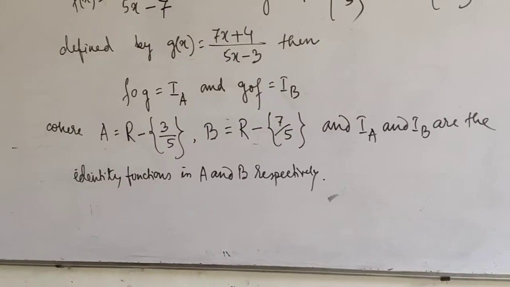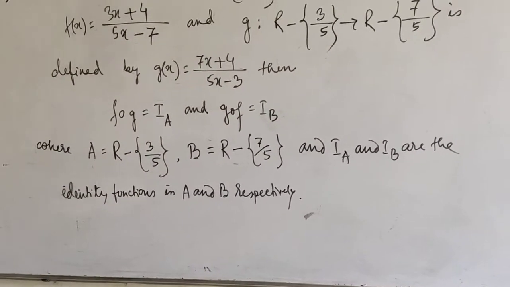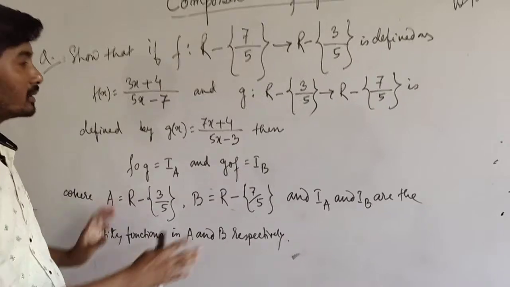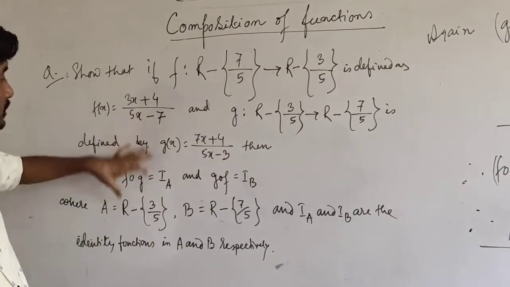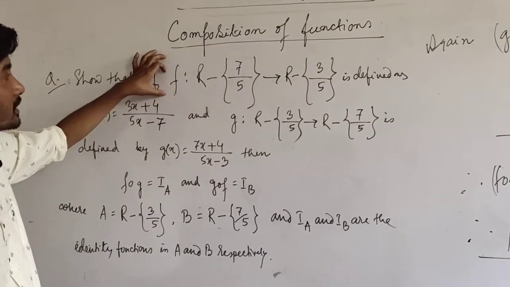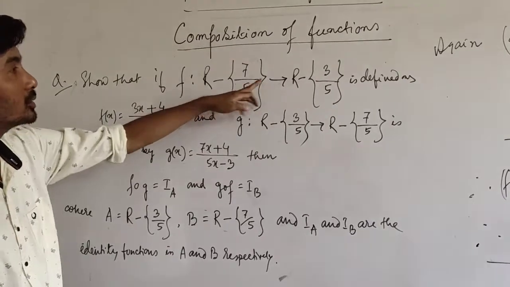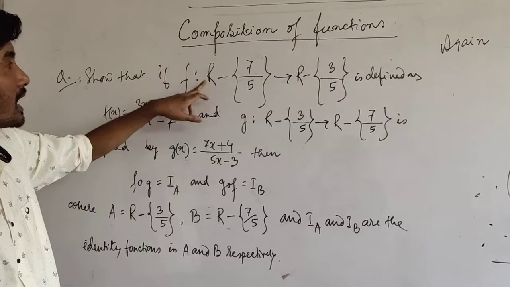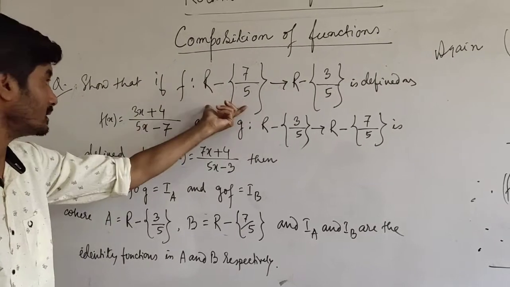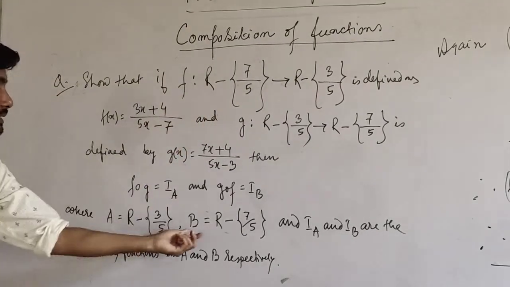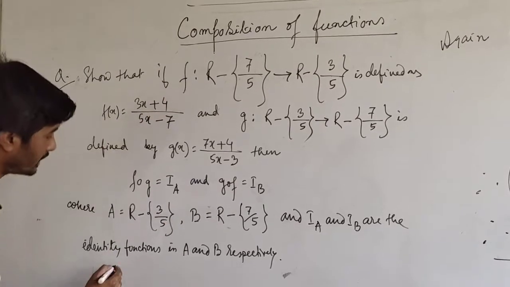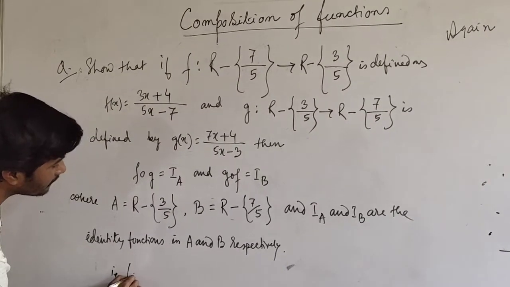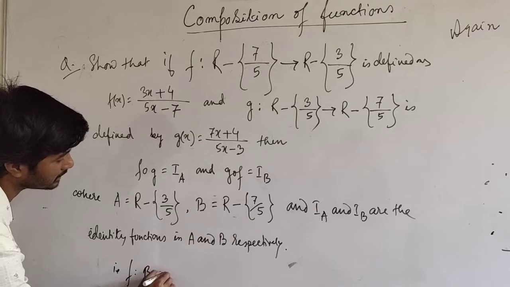So question to অলপ দীঘল অলপ লেংদি হয়, আমি কথাখিনি আকৌ এবাৰ ডিসকাস কৰো. F is a function from R minus 7 by 5 to R minus 3 by 5. So this is the domain of F, R minus 7 by 5, and this is here taken as our set B, means we can say that F is a function from set B to set A.